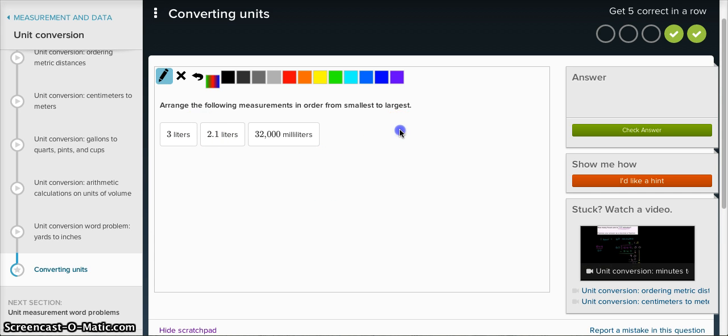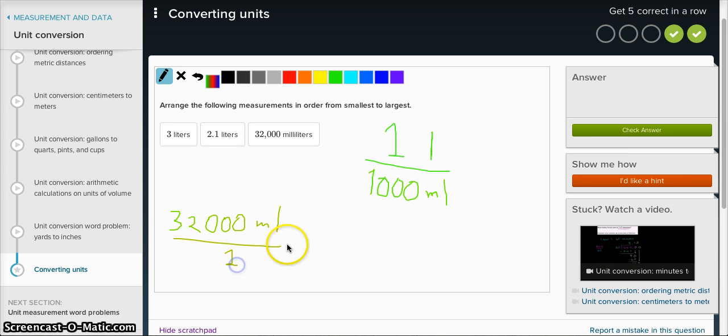So 1 liter, let's call this L for liter, equals 1,000 milliliters. Okay, that's an ml. It looks kind of sloppy. These are L's. That's a 1. That's a 1. So I got 32,000, and that is in ml. And I want to convert from ml to L. So I'm going from ml to L.